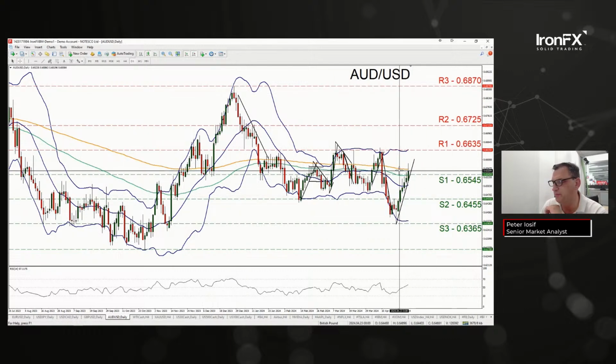On the other hand, should the bears take over, I would require the pair to drop, breach below the 0.6545, breach the pre-mentioned upward trend line, and start actively aiming, if not even breaching, the S2 0.6455, allowing us to start drawing a downward trend line.